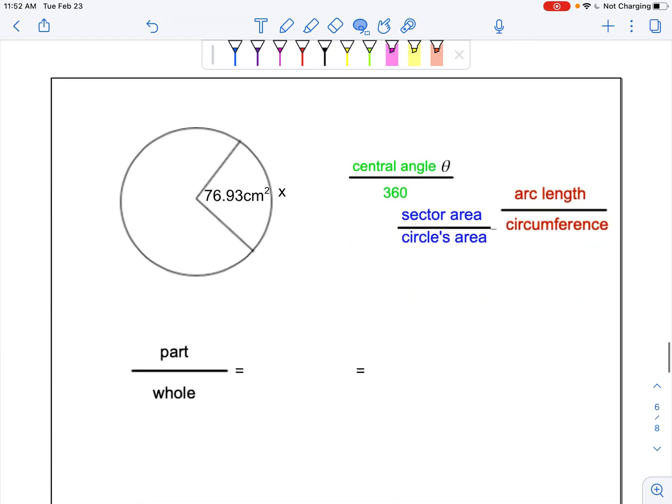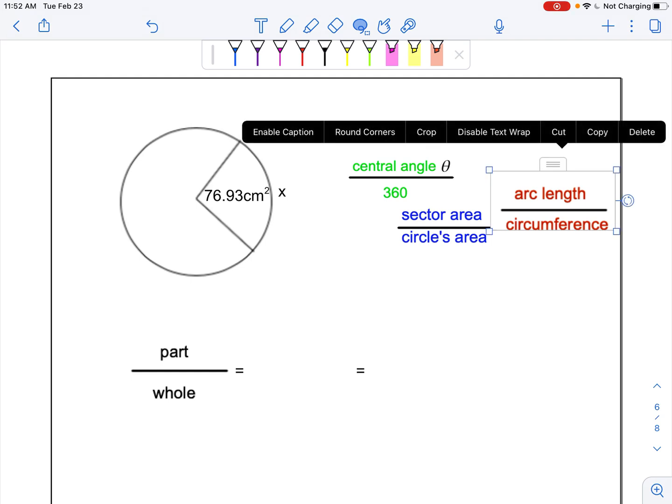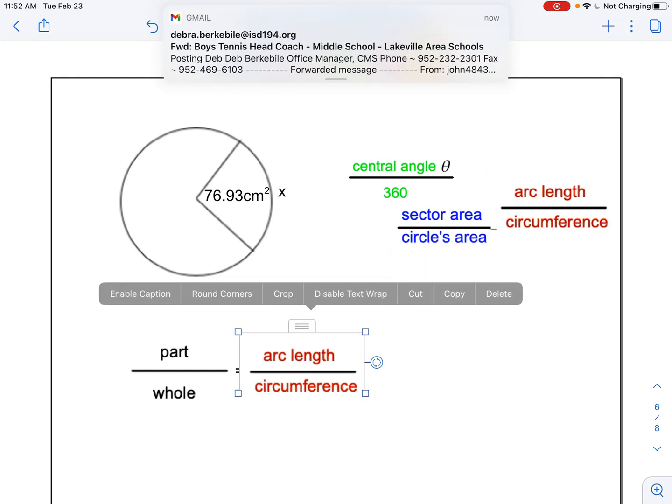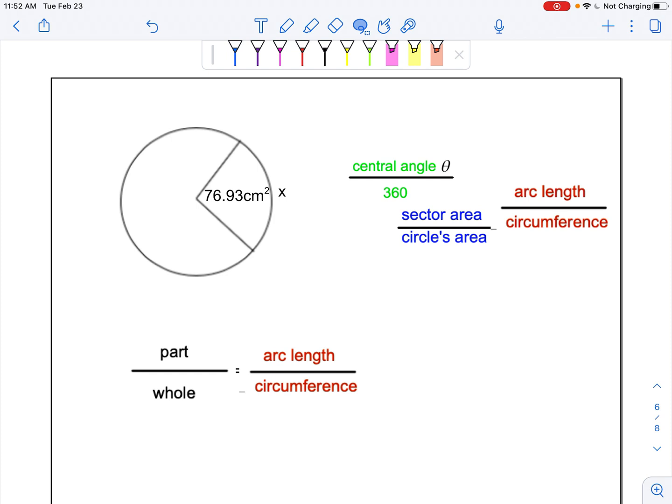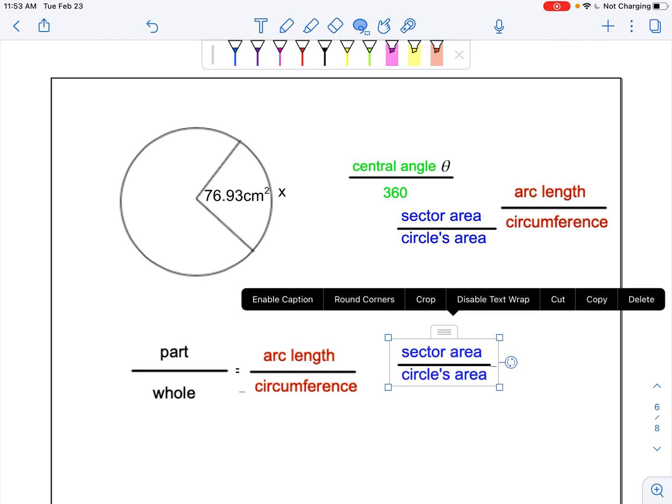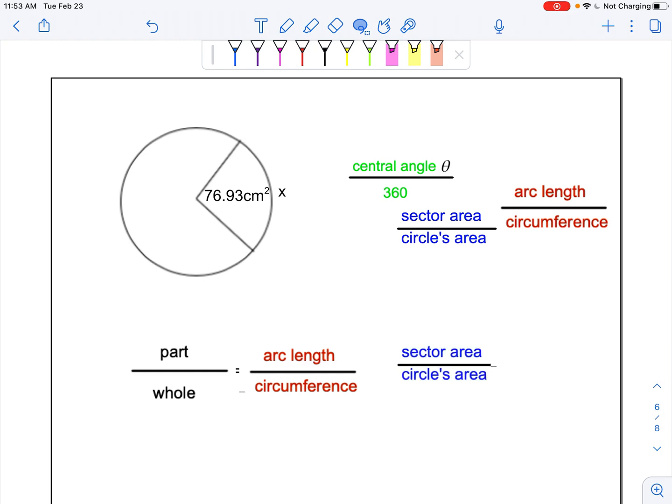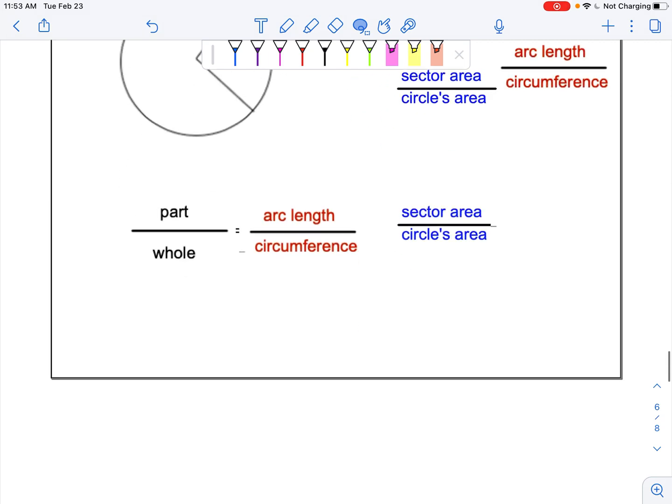So let's come down here. That one was a little bit crowded, but let's look at this one. Maybe it'll work a little better. So I'm looking for arc length because my X is on the outside there, so I know I'm going to need arc length. And then I've been given sector area, so I am going to use sector area. Again, picking and choosing based on what I have and what I'm looking for.